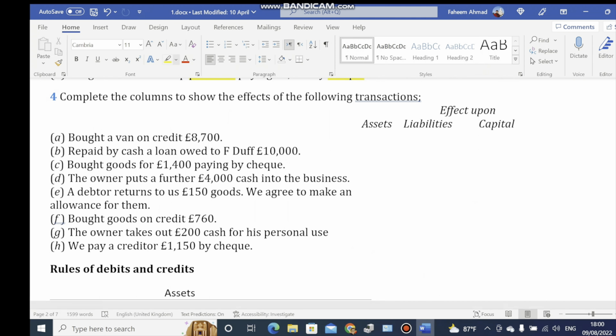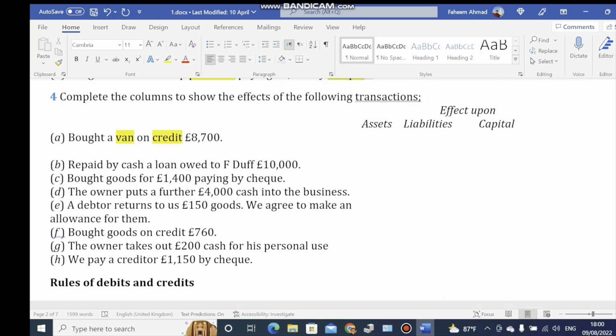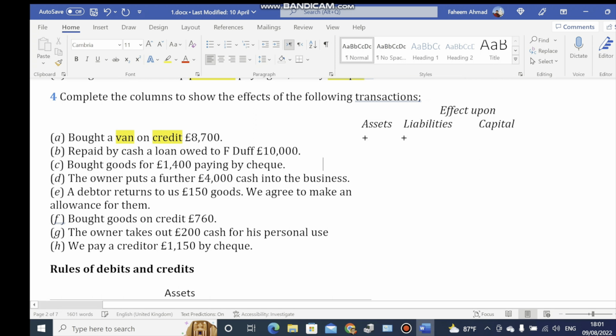Transaction A. Bought a van on credit, 8,700 pounds. I can identify two accounts. One is credit, one is van. Van is an asset, increases, so positive in assets. Van was bought on credit. Since van was bought on credit, therefore our liability is increasing. Liability increases, positive. Okay, next.